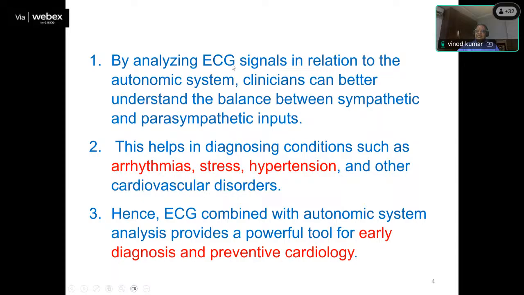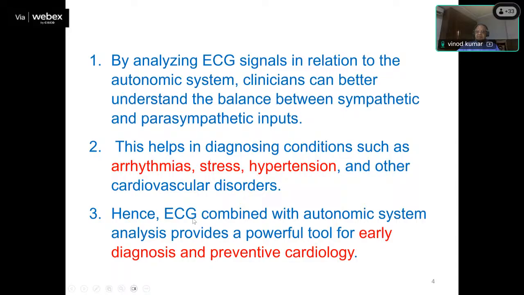By analyzing the ECG signal in relation to the autonomic system, clinicians or doctors can better understand the balance between sympathetic and parasympathetic. The medical people try to see how much is the balance between sympathetic and parasympathetic inputs, which control my cardiac system. This helps in diagnosing conditions such as arrhythmias, that is irregular beats, stress, that is tension, or hypertension, when blood pressure increases.